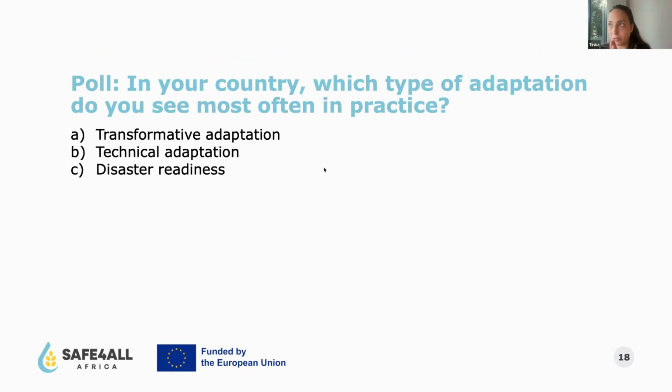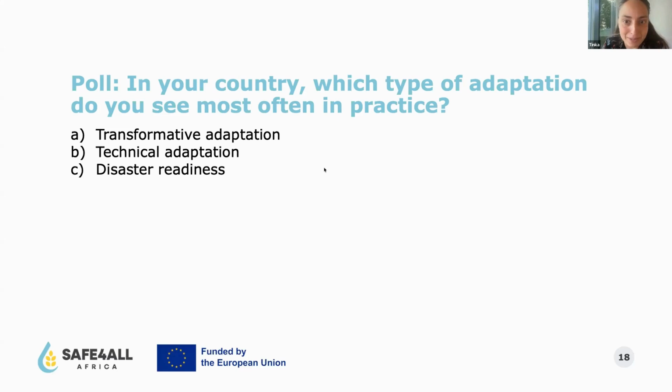And I'm curious to know from you, what you think in your country, which type of adaptation you see most often in practice. And now we have the poll. So you can choose: do you think you mostly see transformative adaptation actions, technical adaptation actions, or disaster readiness actions? Perfect. So I think we can end the poll.